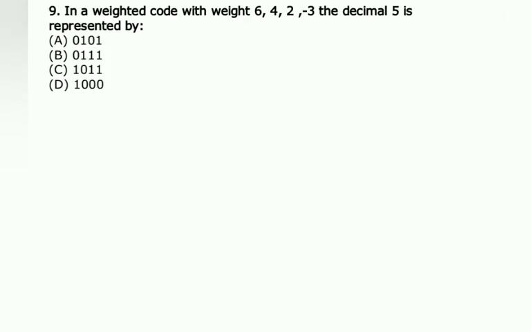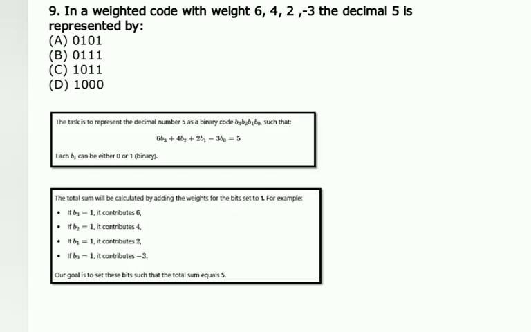In a weighted code with weights 6, 4, 2, minus 3, the decimal 5 is represented by. So if you add all these components, it must be equal to the decimal value 5. So how do we represent this weighted code? The task is to represent the decimal number 5 as the binary code B3, B2, B1, B0 such that 6B3 plus 4B2 plus 2B1 minus 3B0 equals 5. So here Bi is a binary number. So it may be 0 or 1.